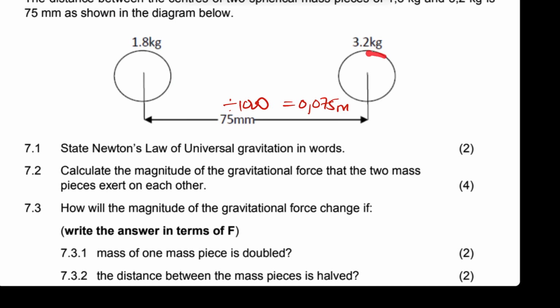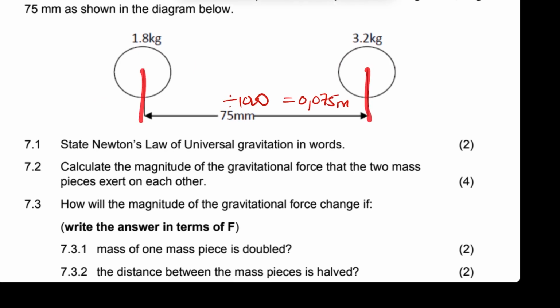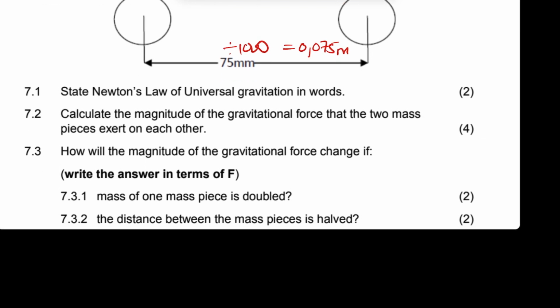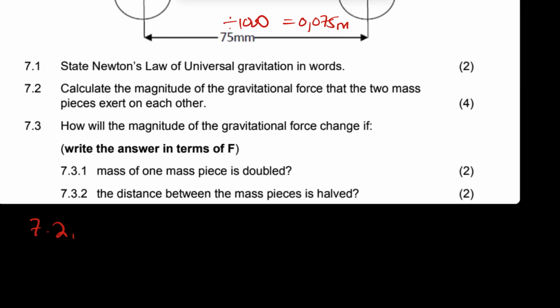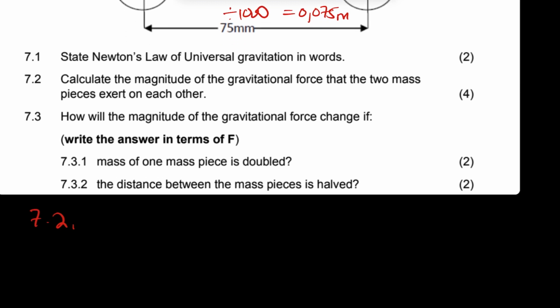There's a gravitational force, which is the force of attraction between the two objects, and the distance is measured from their centers. Now it says 7.1, state the universal law of gravitational force in words. Guys, I'm not going to waste time on that. 7.2 says calculate the magnitude of the gravitational force that the two mass pieces exert on each other. So I'm going to write the formula. That's the first thing that is important.